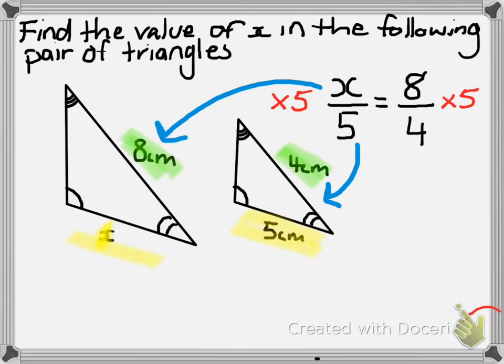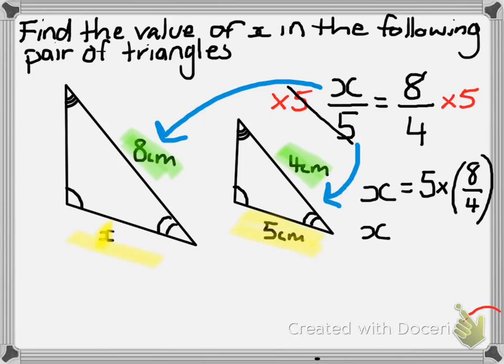Now in doing this, we're going to write it out a little bit neater. By doing this, we can cross out the 5 on this side of the equation and we're just left with x. On the right-hand side of the equation, we're left with 5 times, and we'll put this in brackets, 8 over 4. Okay, so we've timesed that side of the equation by 5 as well.